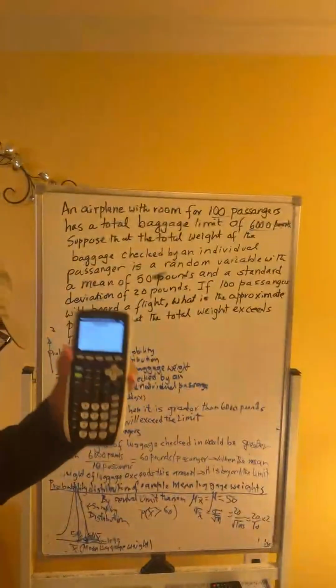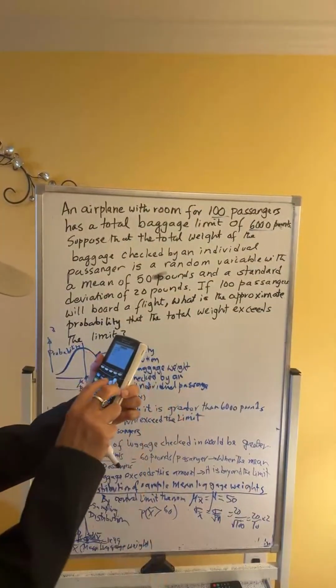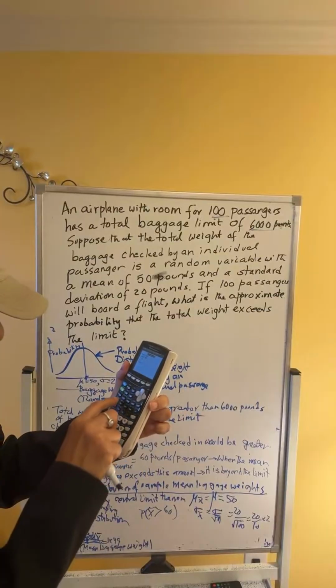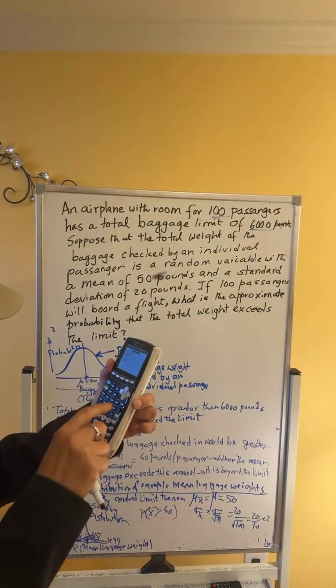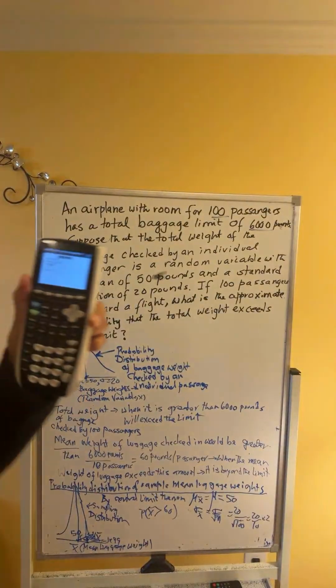So we type 1, then we press the second button, then we press the comma button, which is on top of the 7 button. That will give you the small cap E, and then you type 99. 1 followed by 99 zeros is a very large number on the right. What is your mean? Your mean is 50, same as the population mean.